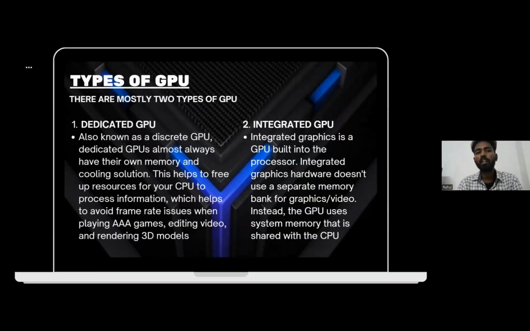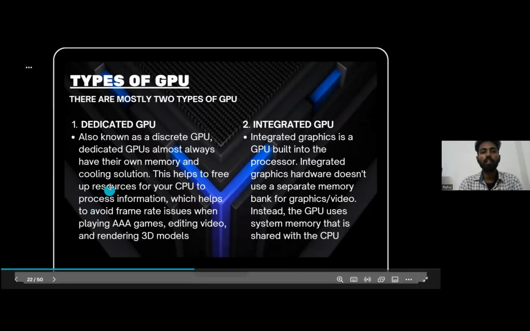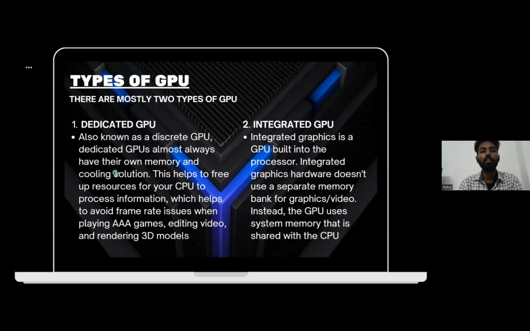There are mostly two types of GPU. One is the dedicated GPU and the other is the integrated GPU. Firstly, we come to the dedicated GPU. It is also known as a discrete GPU. A dedicated GPU always has its own memory, cooling solution, everything. This frees up resources for the CPU to process information, which helps to avoid frame rate issues when playing games, editing videos, and doing a lot of other graphics-related work.